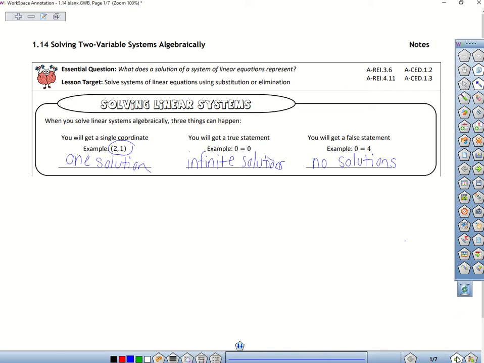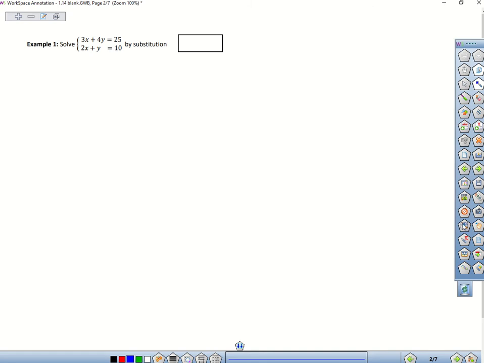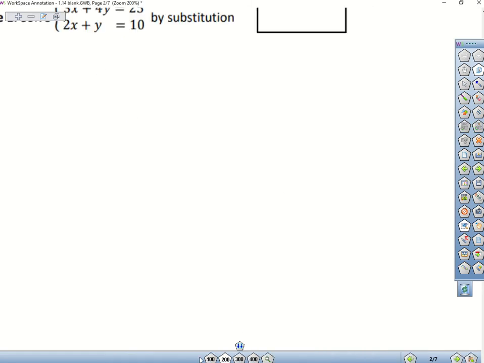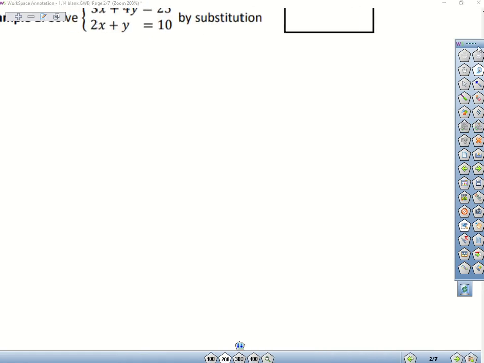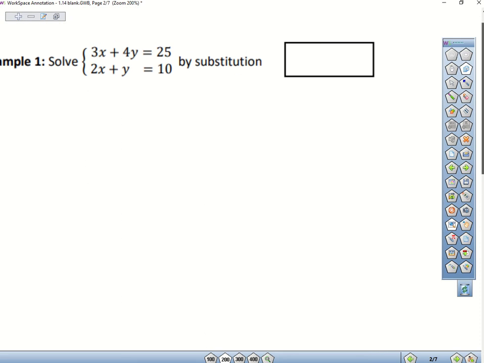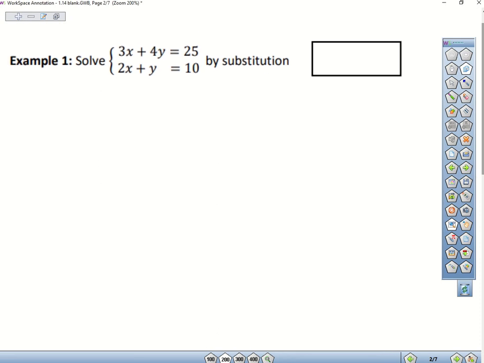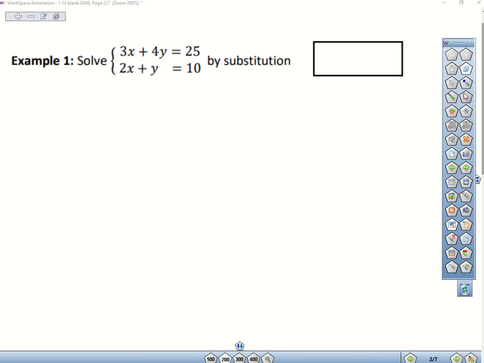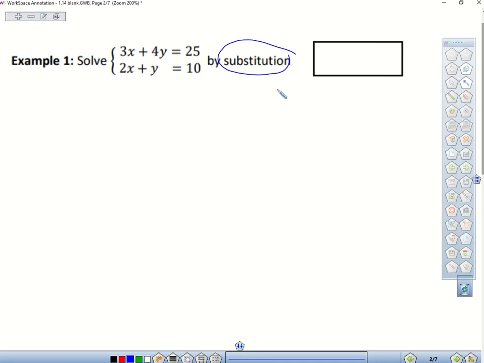So the next thing we're going to talk about is we're going to do an example of substitution. I'll zoom in for everybody in the back who can't see me back there. Alright. So the first question says solve, and it gives us two equations by substitution. So substitution is when you get one variable alone in one of the equations, and then you can plug that into the other equation. So your goal with substitution is to isolate a variable.